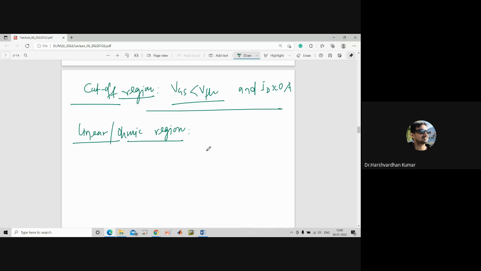Anyone can answer: when does the channel form in an N type MOSFET? When gate voltage is greater than threshold. Yes, so positive gate voltage, right? And which type of channel do we form, N type channel or P type channel? N type. Good, very good.